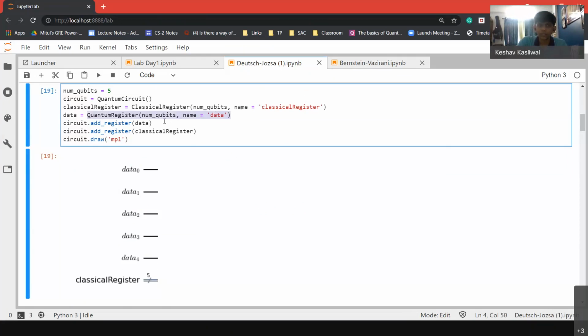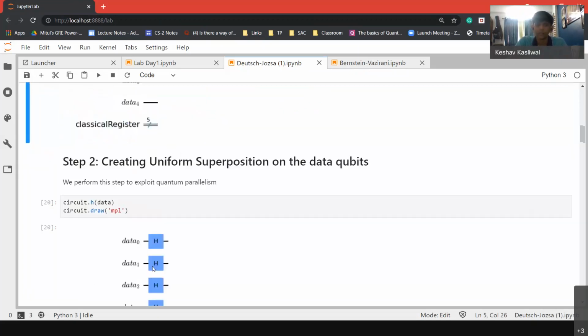Now coming to the declaration part of it. This is the quantum register, the number of qubits, and the name over here, and then we add the registers. The data register is the quantum register, and the head register is the classical register. So what it does is we add the quantum bits, we add the classical bits over here, and then we just draw. So those are the lines created in it, indicating the number of qubits, and this, as you can see over here, represents the number of classical bits that was generated.